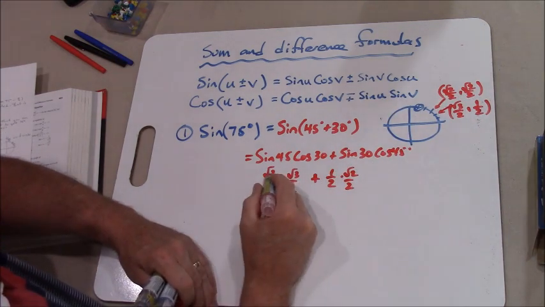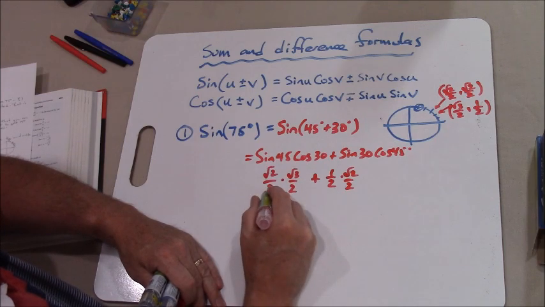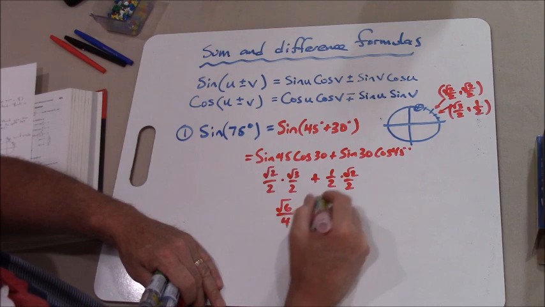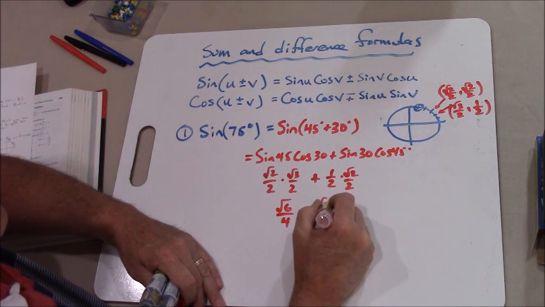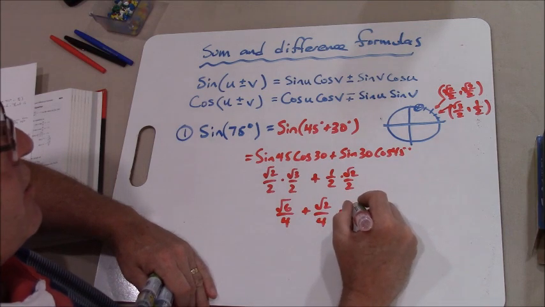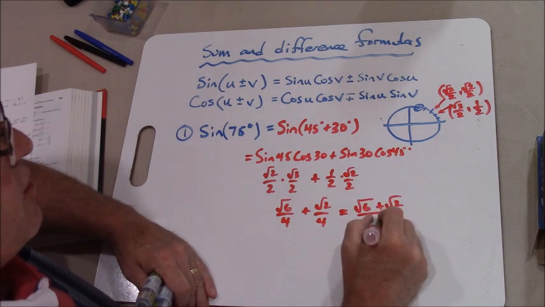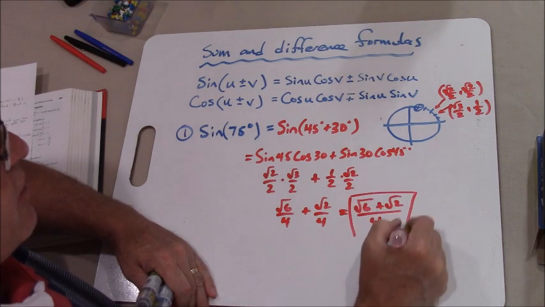And if I multiply these, square root of 2 times square root of 3 is the square root of 6 over 4, plus root 2 over 4. And since I have a common denominator, I will write it as the square root of 6 plus the square root of 2, all over 4. There's my answer.